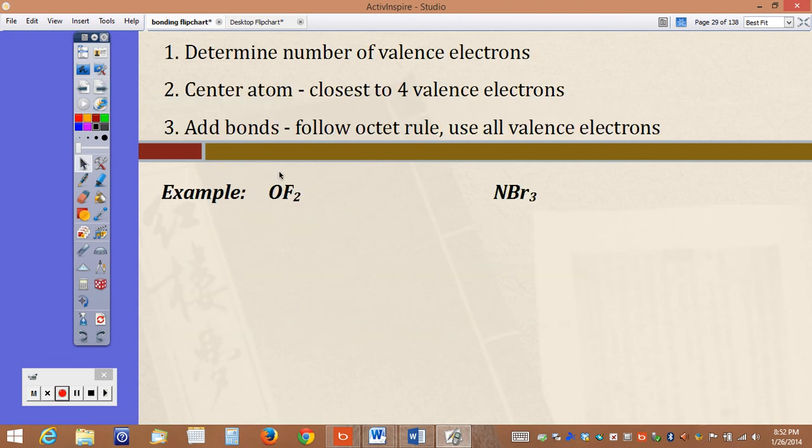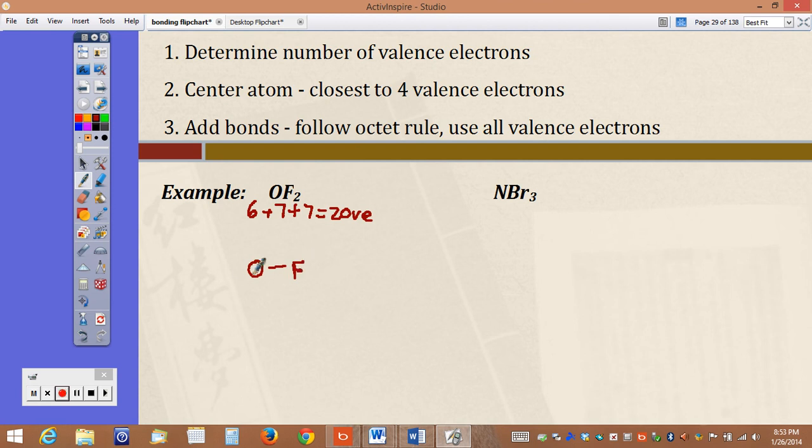Our first example, OF2. To do this, you want to start with how many valence electrons does it have? Oxygen has 6 valence electrons. Each fluorine atom, and there's 2 of them, has 7. This is going to give you 20 total valence electrons. Now, the center atom is going to be oxygen, because oxygen has 6 valence electrons. Fluorine has 7, so oxygen with 6 is the closest to 4.